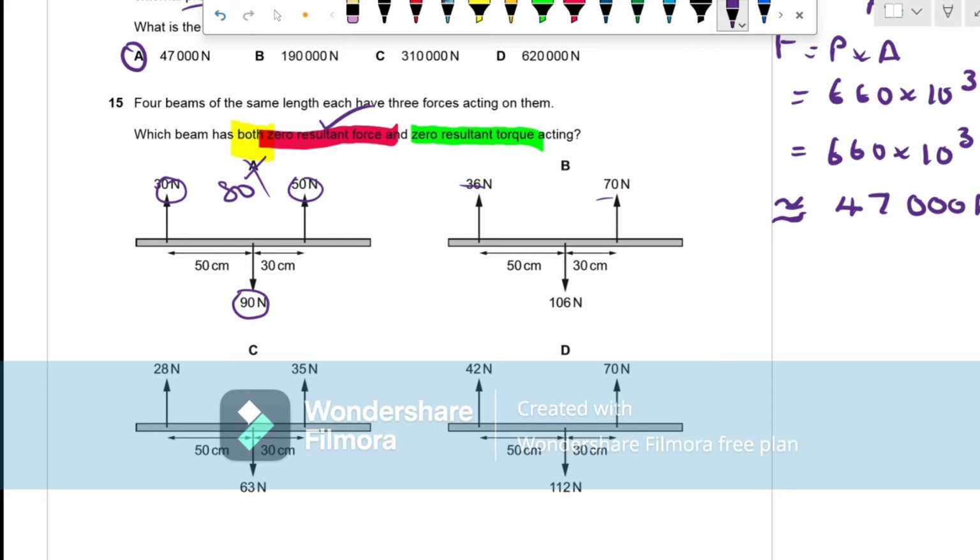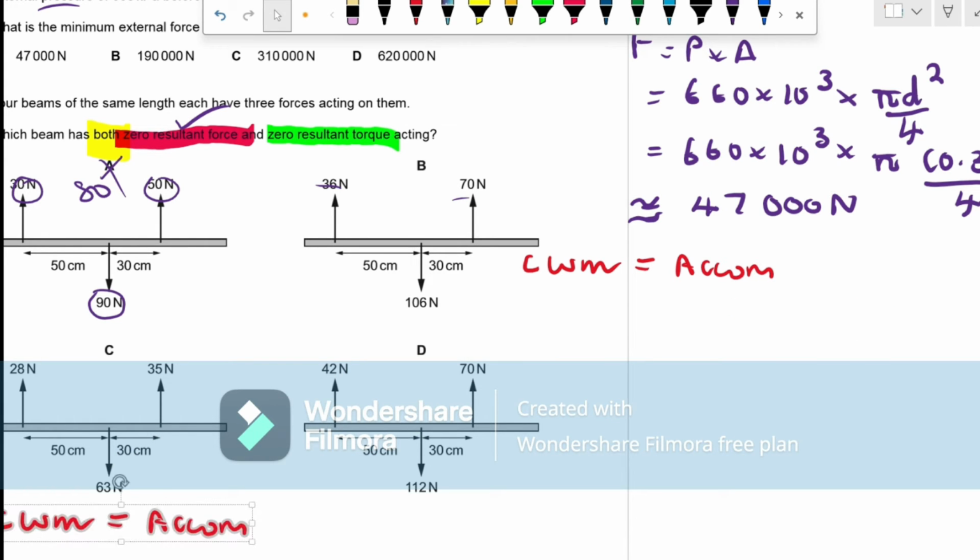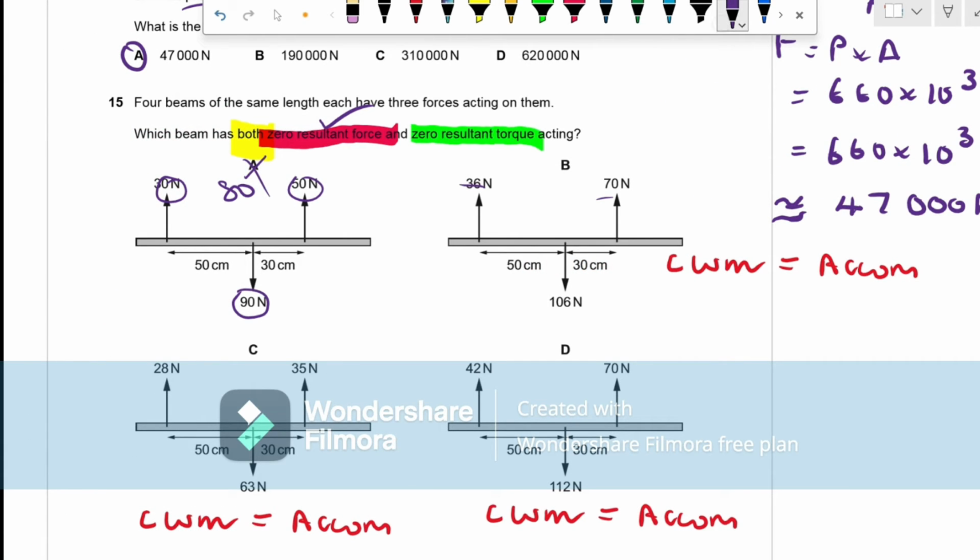But are they correct with regards to resultant torque? Let's find out. We have this formula that says the sum of the clockwise moments must be equal to the sum of the anti-clockwise moments. This is going to be very important. We're going to use it a lot, right? So we need it here. Let's first start with B.